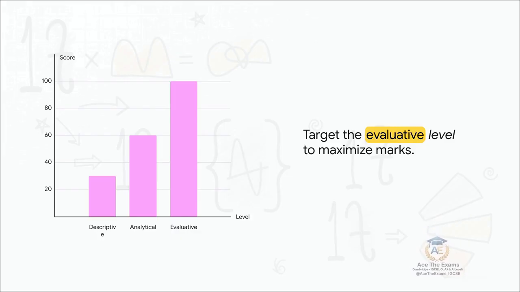By ensuring your procedural method is explicitly clear and heavily documented, you protect yourself. Even if a tiny arithmetic error occurs at the very final plating stage, your heavily analytical working guarantees you still capture the vast majority of the method marks.